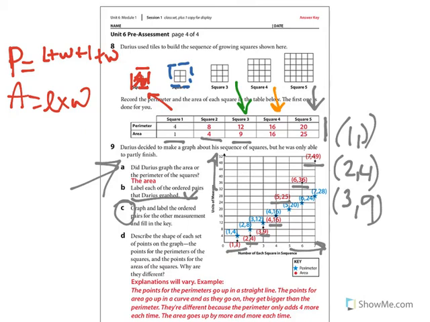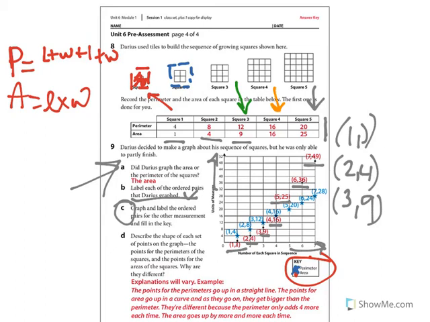Then part C, making sure I don't skip any step, okay? Graph and label the ordered pairs for the other measurement and fill in the key. So down here you'll see your key. Those red dots were measured for his area. Then you are doing the perimeter dots.